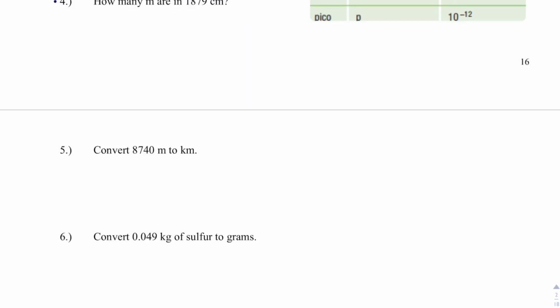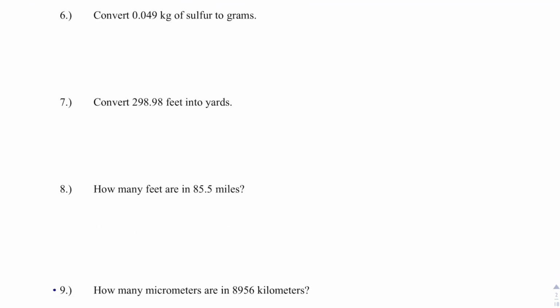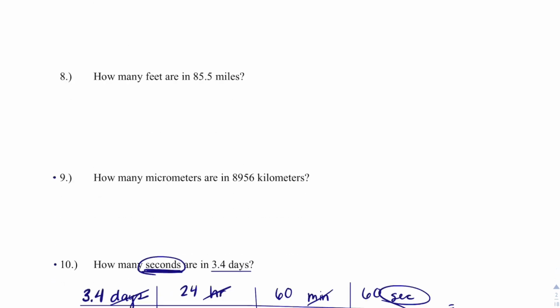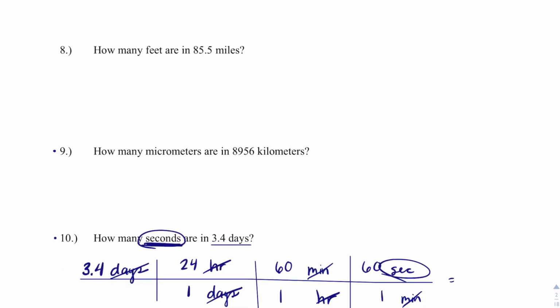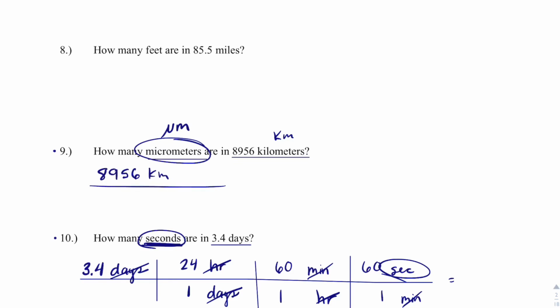Okay, let's do some more tricky ones. Let's do number 9. It says how many micrometers, so we need to circle that, are in 8,956 kilometers. So micrometers, that's this symbol. Kilometers is here. Well, if I don't know how to do this, I at least know how to start it with my rules. And so I'm going to say we have 8,956 kilometers. I know kilometers will go down here.